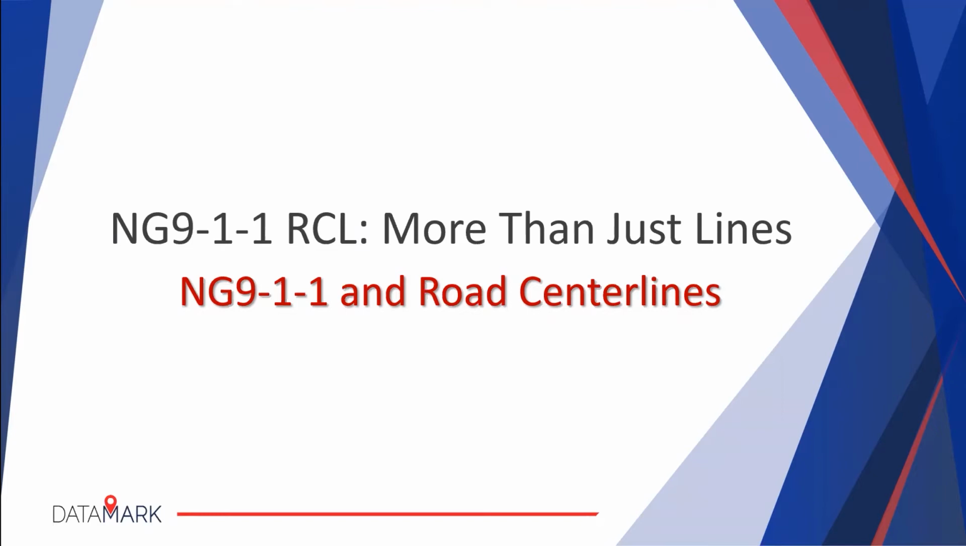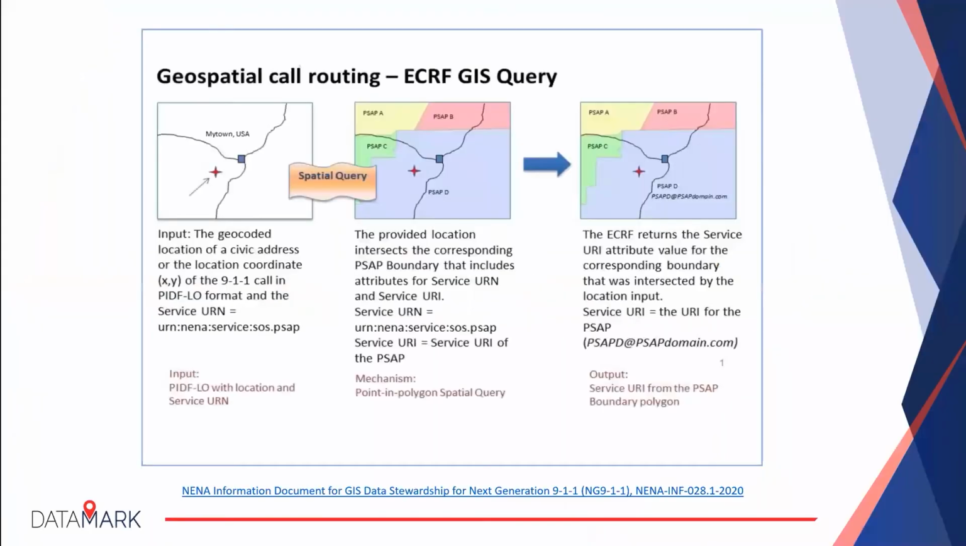So let's go ahead and get into what next generation 911 is and how it uses road centerlines. Next generation 911, for those that don't know, is a GIS-based 911 system. It's going to use a civic address from the road centerlines layer, and we'll focus on that for today's discussion, to determine the caller's location and then query the corresponding PSAP polygon. PSAP is a 911 center polygon.